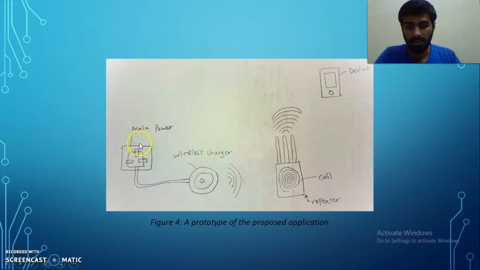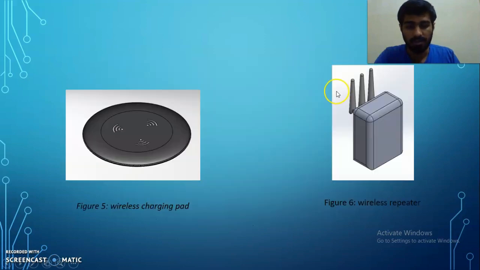This is the prototype. It's a rough sketch. This is the power outlet into the wireless charger and then through the repeater into the device. These are the prototype model.